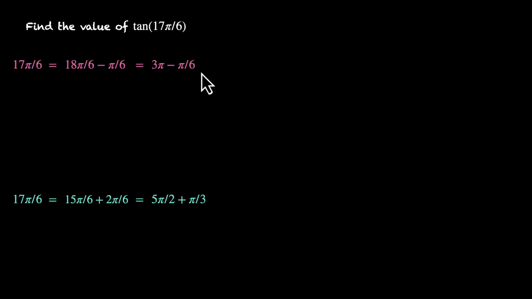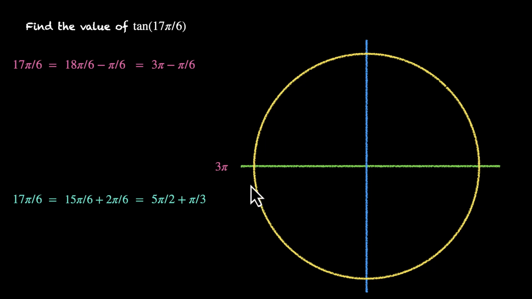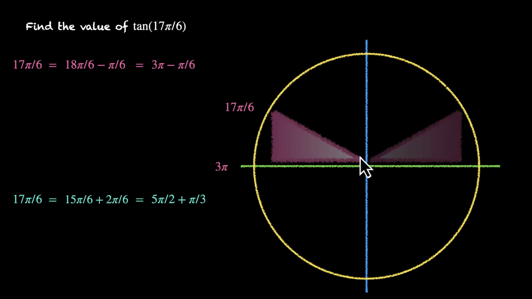3 pi minus pi by 6. Let's plot this on the unit circle. 3 pi is this, minus pi by 6. So we'll go back. So this is 17 pi by 6. This is the triangle. This is a mirror image of this original triangle, which has pi by 6.